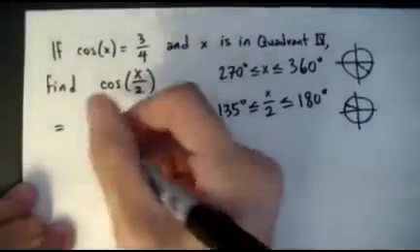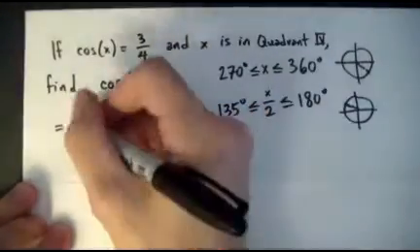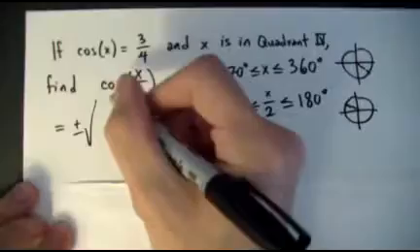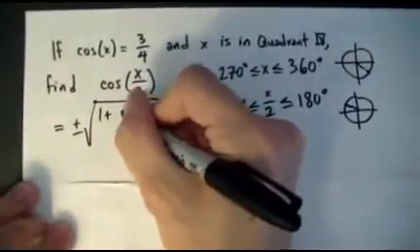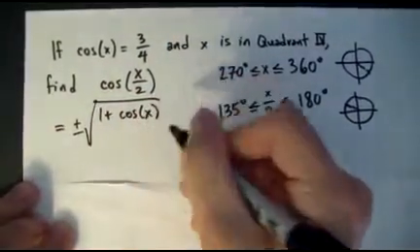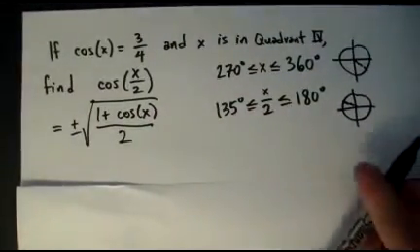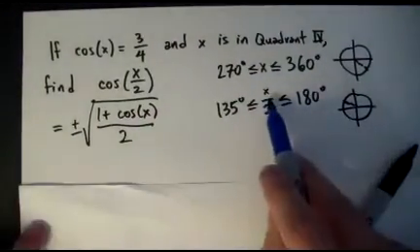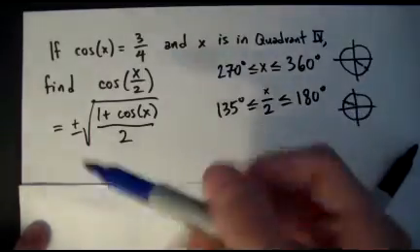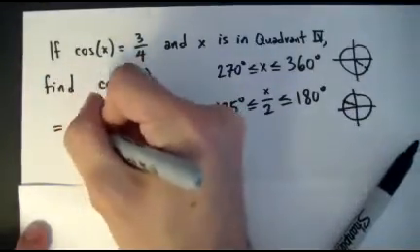So let's remember what cosine of x over 2 is. It's plus or minus the square root of 1 plus cos of x all over 2. But again, because of what we just said, we know where x over 2 falls. It falls in quadrant 2, and so we're going to take the negative sign.